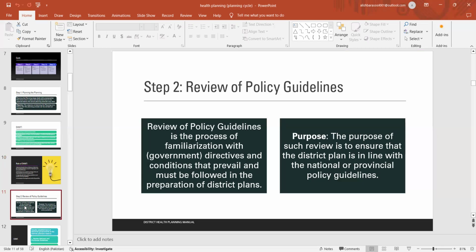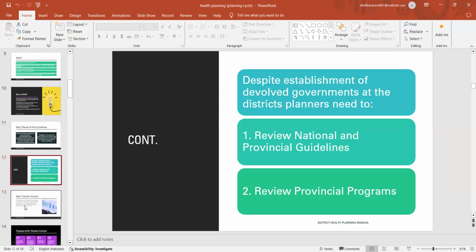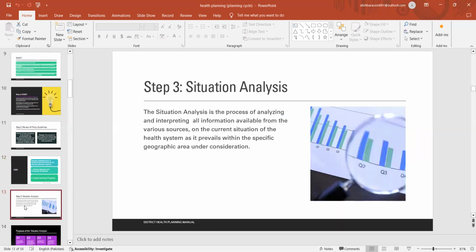Step 2, review of the policy guidelines. Review of the policy guidelines is the process of familiarization with the government directives and conditions that prevail and must be followed in the preparation of district plans. The purpose of such review is to ensure that the district plan is in line with national or provincial policy guidelines. Despite establishment of the devolved governments at the district level, planners need to review national and provincial guidelines, and review provincial problems.